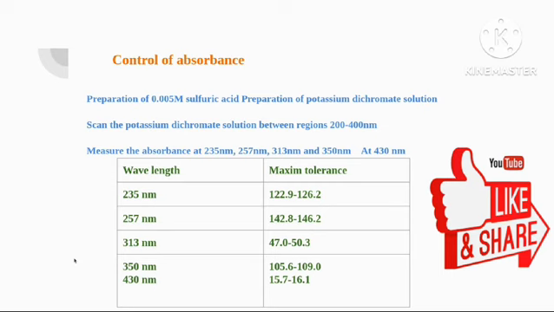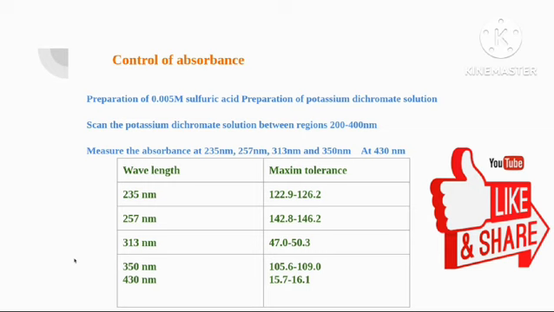Next, you will prepare potassium dichromate solution. Take about 200 mg of potassium dichromate into a weighing bottle and heat at 130 degrees centigrade in an oven for 2 hours. Cool it in a desiccator.